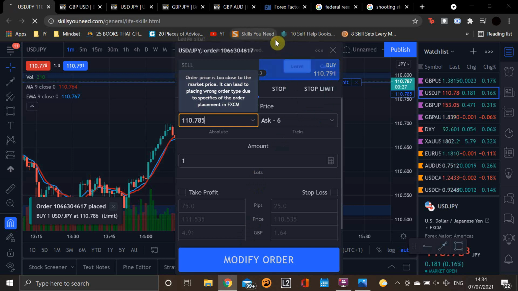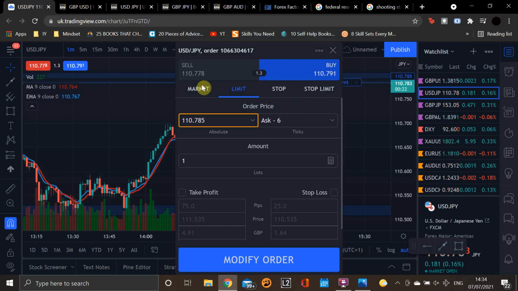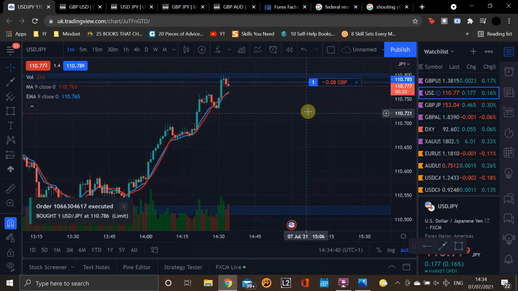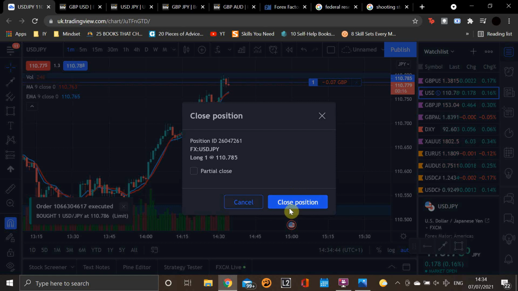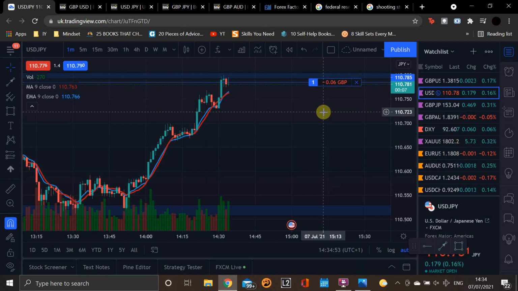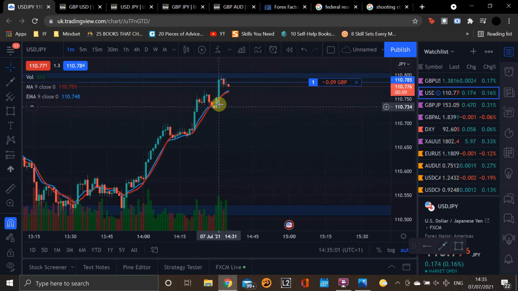Okay, if I have to, I'll buy in at market price. Okay, it's already got me in. But the thing is, such a small lot size, I don't want to trade that small of a lot size. It's ridiculous. And my stop loss will be nicely below this area here.